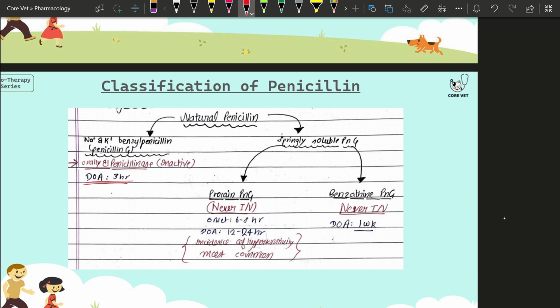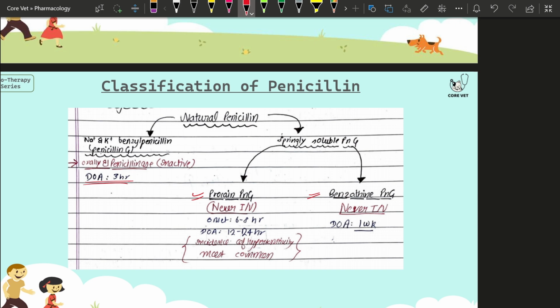If we talk about the sparingly soluble penicillin G or benzyl penicillin, the combinations are procaine penicillin G or benzathine penicillin G. Both of them aren't given through the intravenous route. We do not prescribe penicillin G with the procaine and benzathine salt through the IV route. IV route isn't prescribed for both of them.